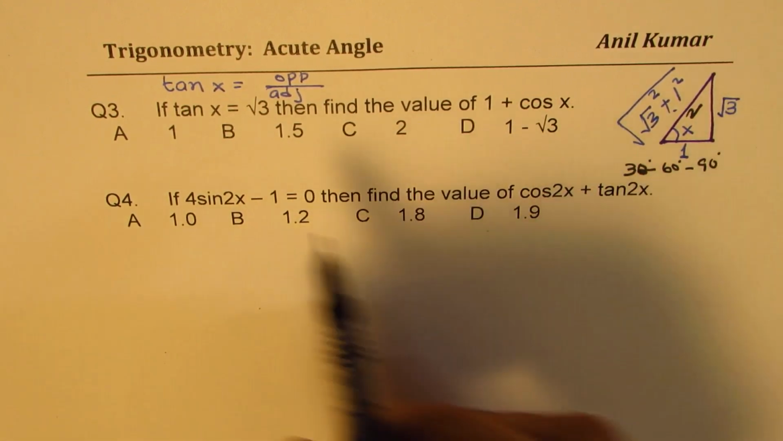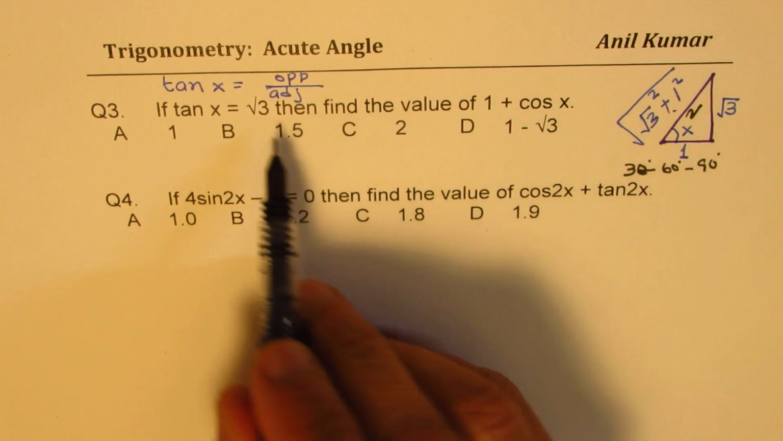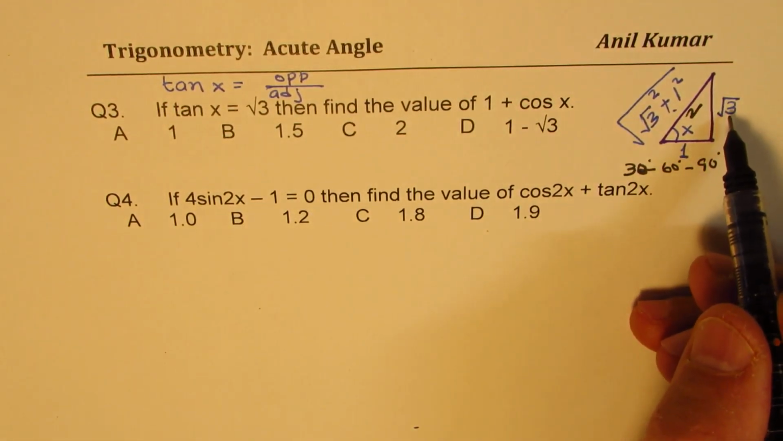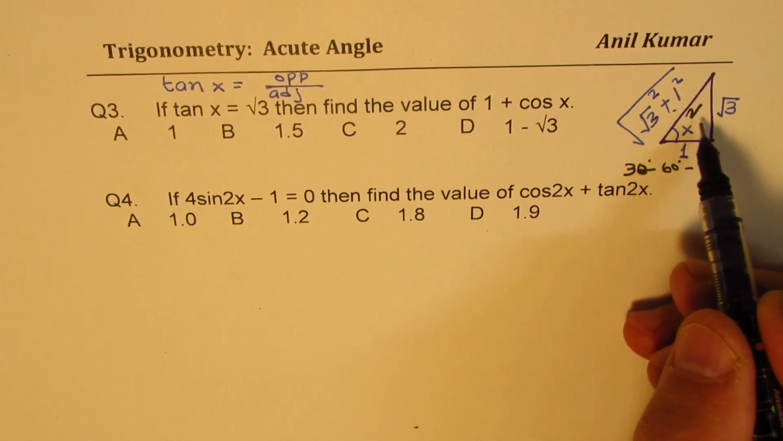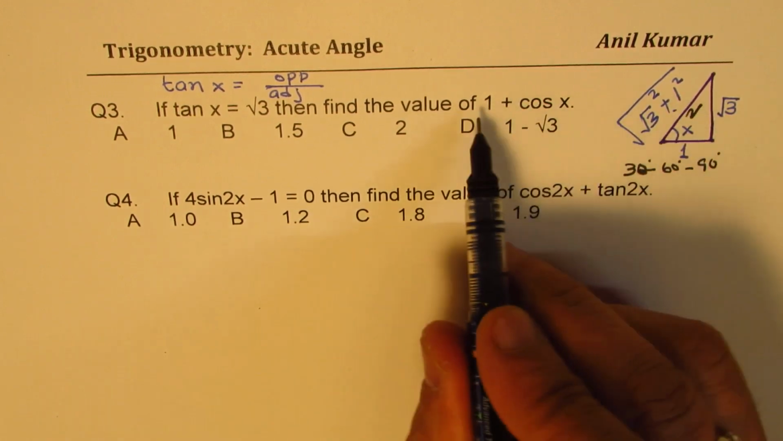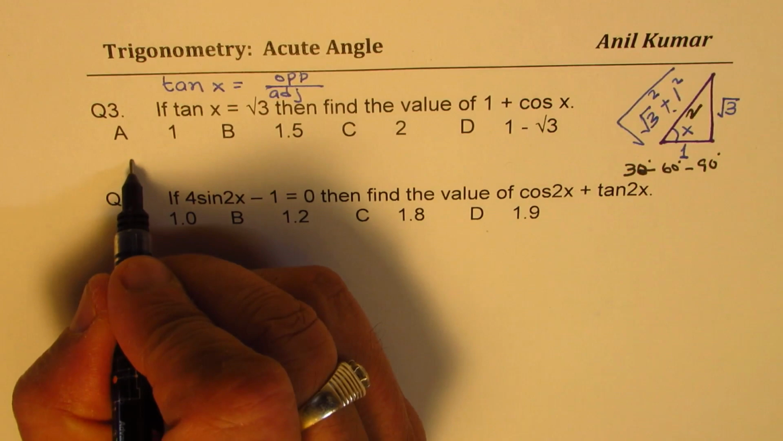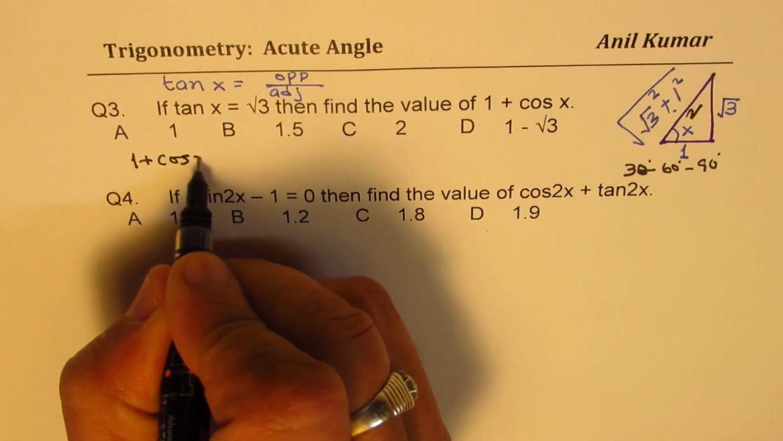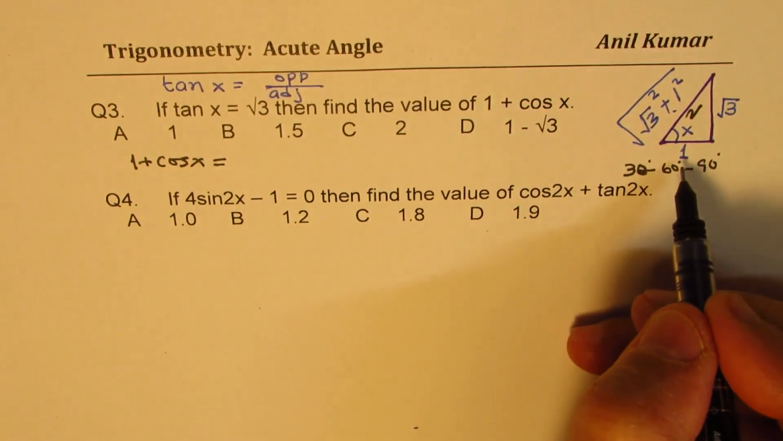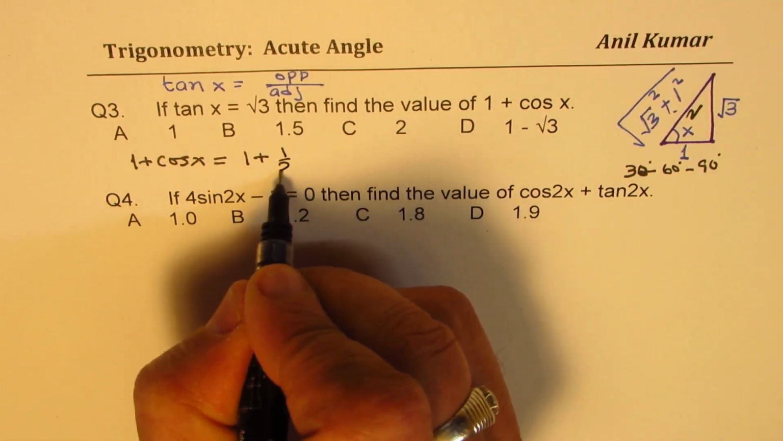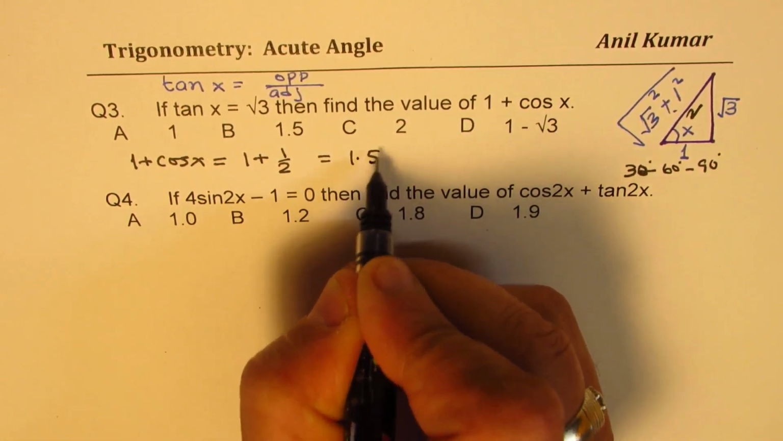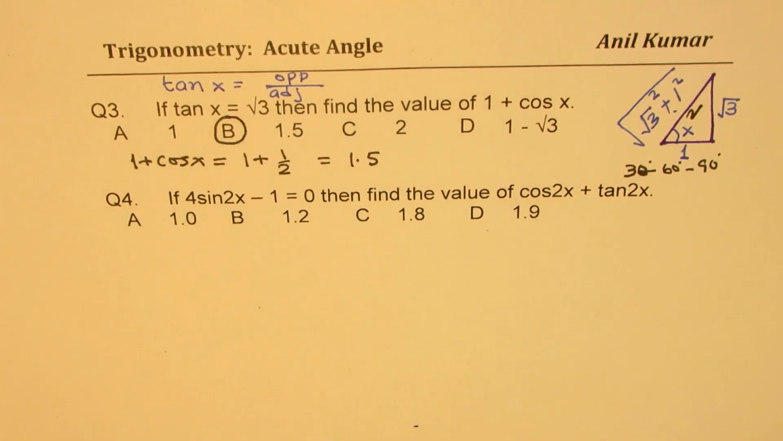Now, let's get back to the question. Tan x is square root of 3. That means it is the ratio of opposite to adjacent. From here, you can find hypotenuse, which is 2. Now, let's evaluate 1 plus cos x. So 1 plus cos x, cos of x is going to be half, 1 over 2, right? So it is 1 plus half, which is same as 1.5. So B is the right option.